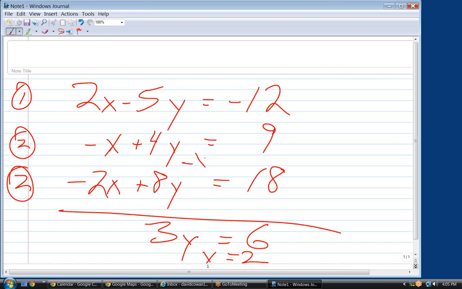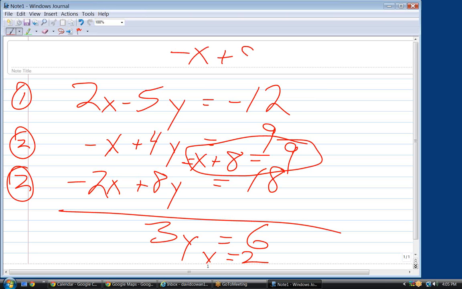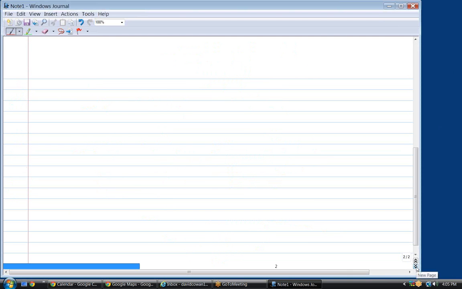So I got minus x plus 8 equals 9. What's x equal to? It's equal to negative 1. If minus x plus 8 equals 9, then minus x equals 1, which means x equals minus 1. Okay. Got another one?